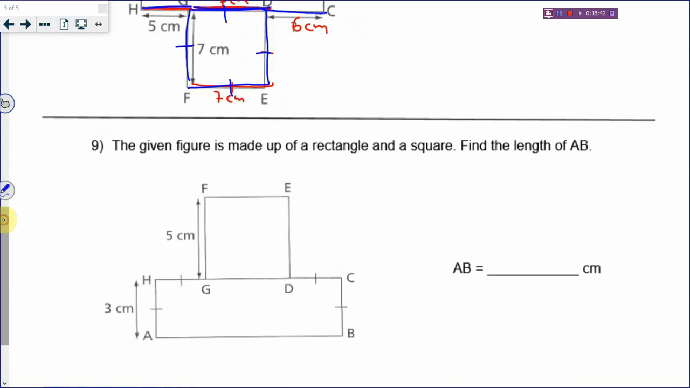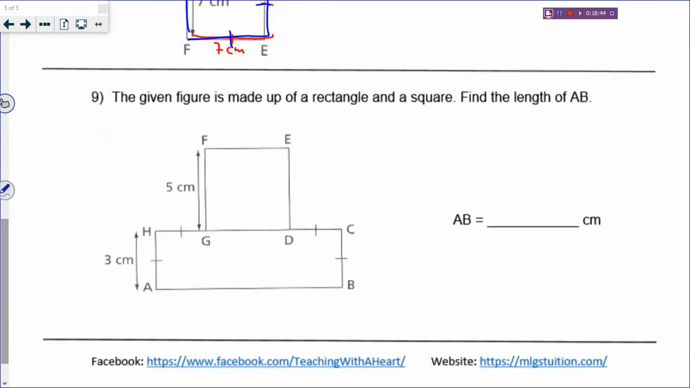Now the figure is made of a rectangle and a square. So can you find AB? If you see markings there, markings means what? It means the two sides are equal. This side and this side, they are equal. And there's also two markings. Can you see two markings? So the two lines are identical as well, equal. So if this is 3 cm, then this side is also 3 cm, right? And opposite sides of a rectangle are equal, so this is also 3 cm, right? And then of course this one will be 3 cm as well.